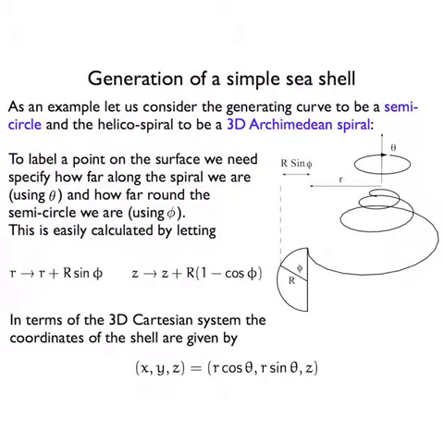So in terms of a 3D Cartesian system, the coordinates of the shell are given by x, y, and z, but now x, y, and z are given in terms of r cos theta, r sine theta, and z. Okay? I'm using the planar system to tell me where I am in the plane, and z to tell me how far I've moved away from the plane. Okay? But what that really does is allow me to specify the seashell shape in terms of this angle theta and this angle phi. We parameterize the surface in terms of two numbers.